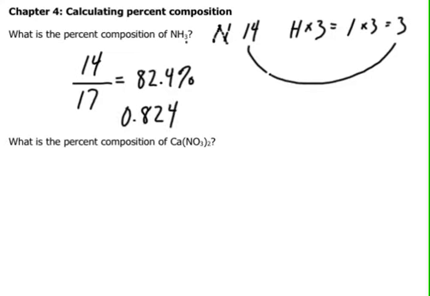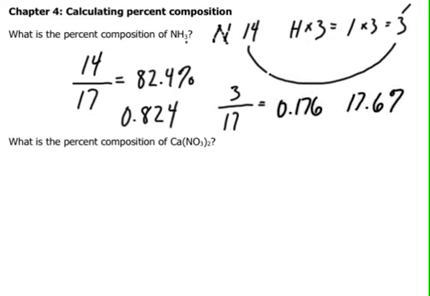Then you have to do the same thing for the hydrogen. So the hydrogen weighs 3, which we got from over here. The total mass is 17. And so once again, 3 divided by 17 equals 0.176 times 100, and you get 17.6%.